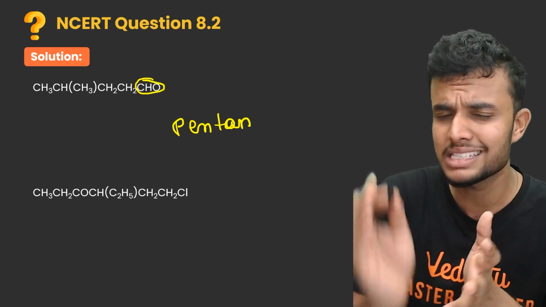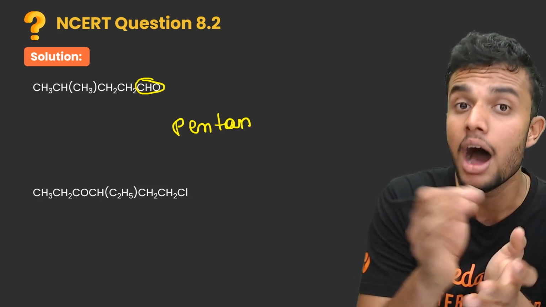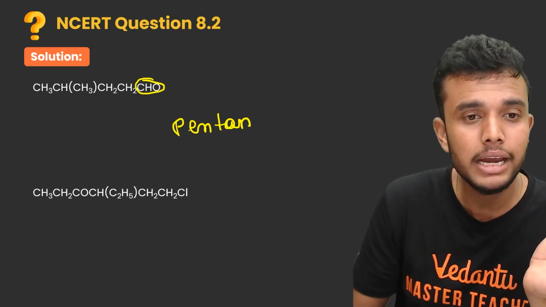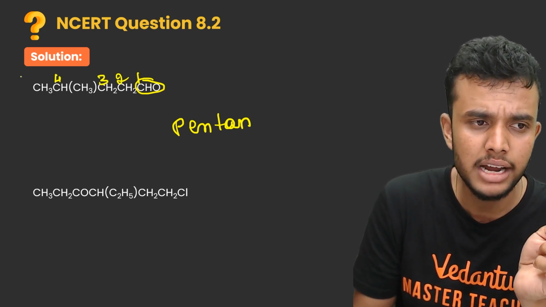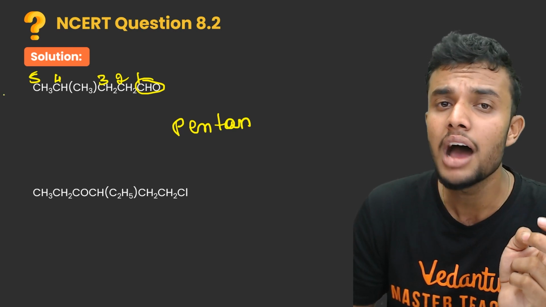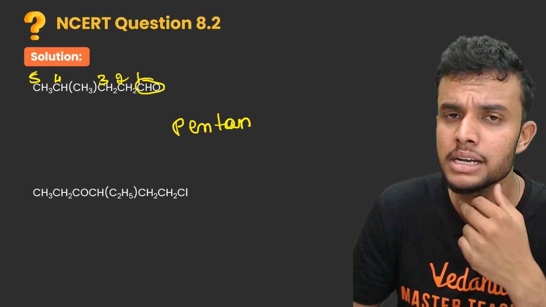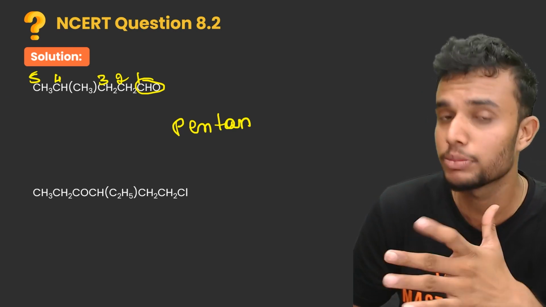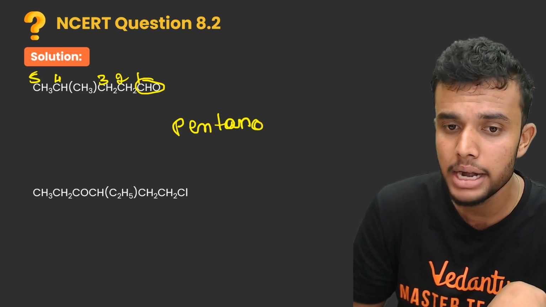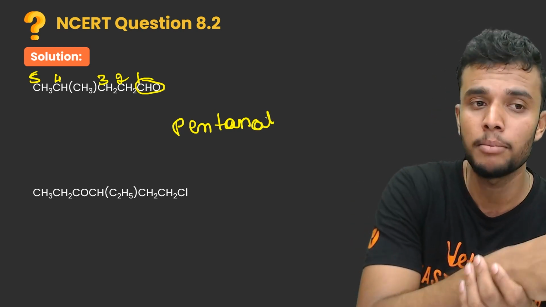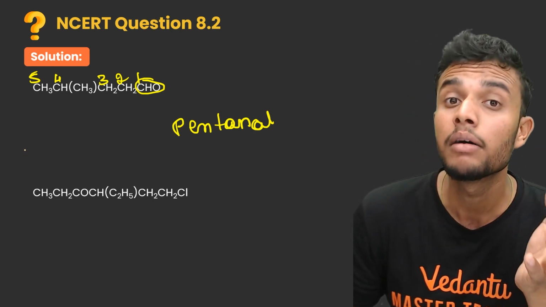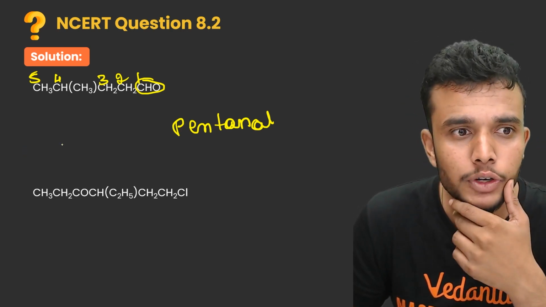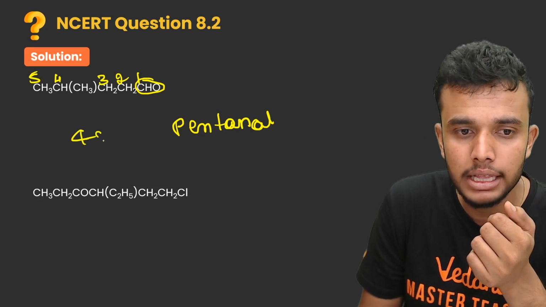Let's move on to the numbering part. The numbering takes place from the functional group side. That's why the numbering is taken from the right side. According to the numbering, at the first position the functional group is present, and it is the aldehyde functional group. That's why the suffix term becomes AL, pentanal, right? Let's move on to the prefix term. Here at the fourth position a substituent is present, and it is a methyl substituent. That's why the name becomes 4-methylpentanal.